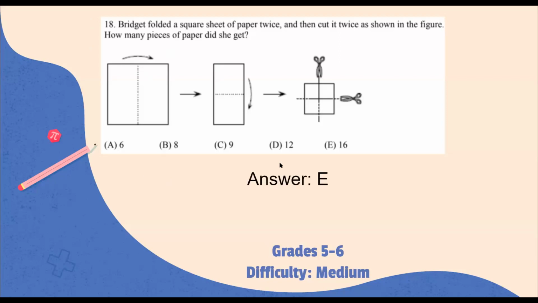So the answer is E, because when you fold a paper over twice, you have 4 layers of paper, right? And then once you cut through them into 4 pieces, then 4 times 4 is 16.